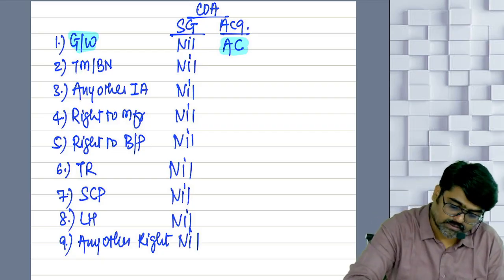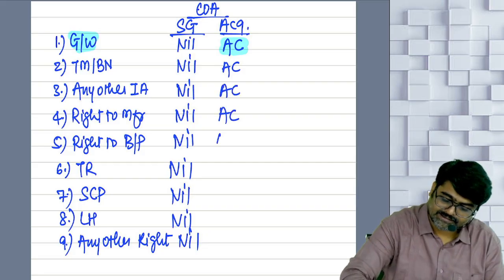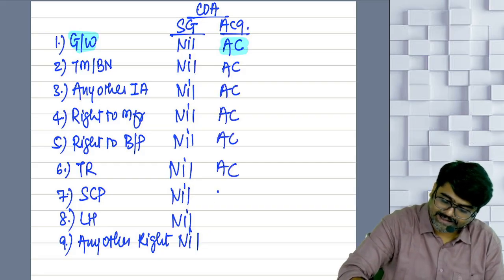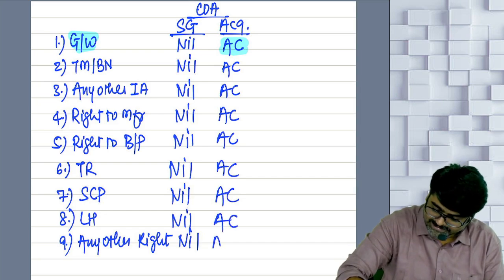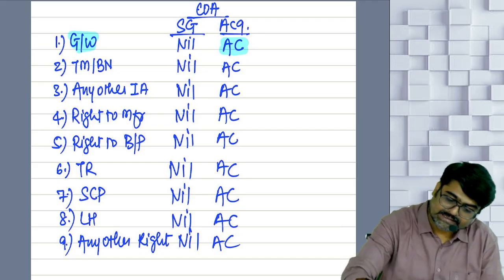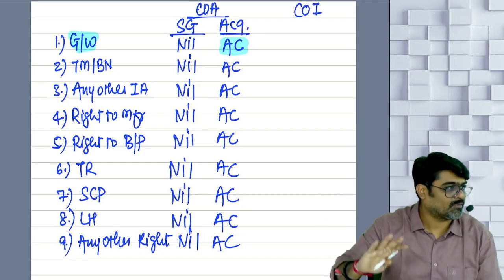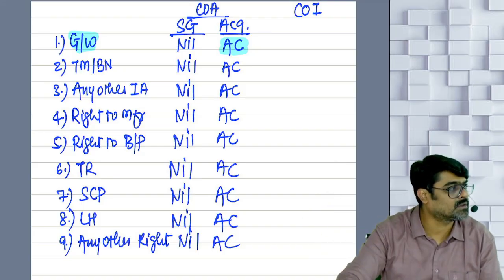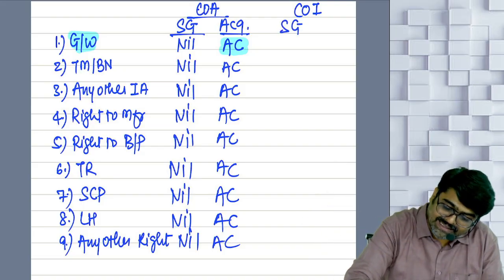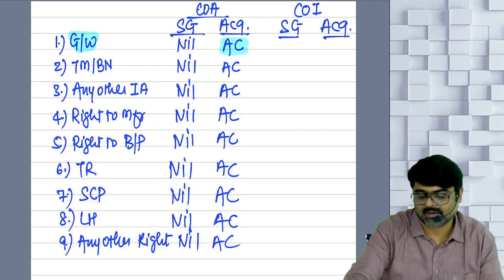Next one. Yes or no? This is the cost of acquisition. Now, what will be their cost of improvement? Whenever you will calculate their capital gain, you will have to reduce their cost of improvement also. So whether they are self-generated or they are acquired, what will be their cost of improvement?